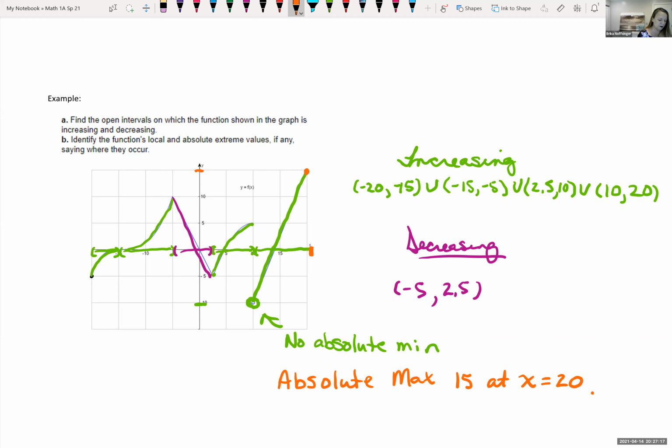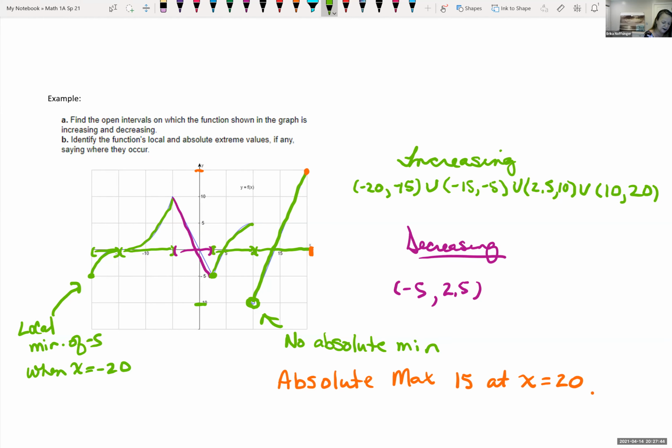And then looking for local max, local mins. This is a closed point here. So this is a local min. That y value is -5 when x is -20. Let's just do local mins right now.